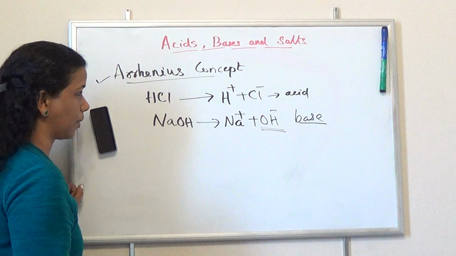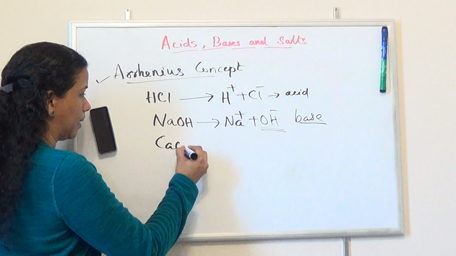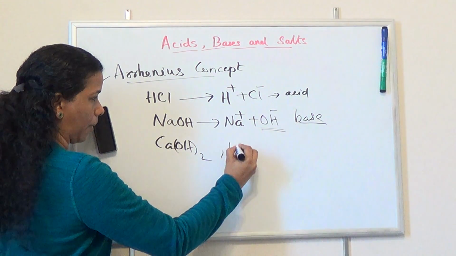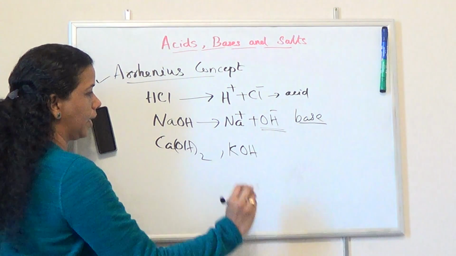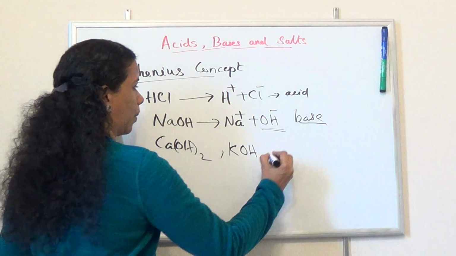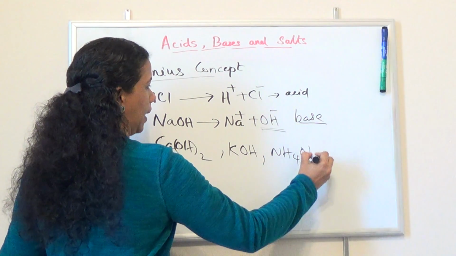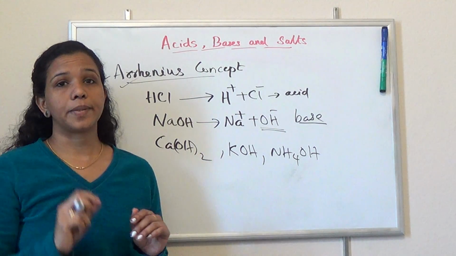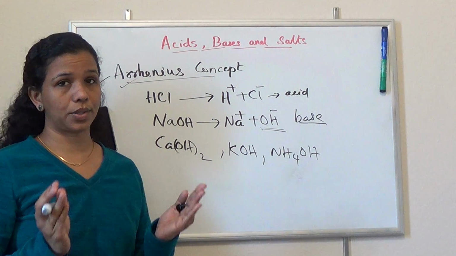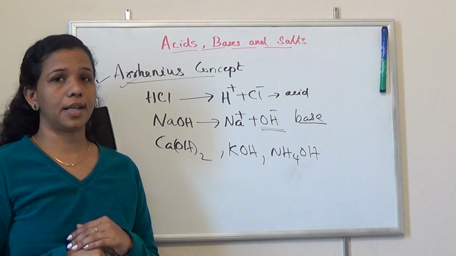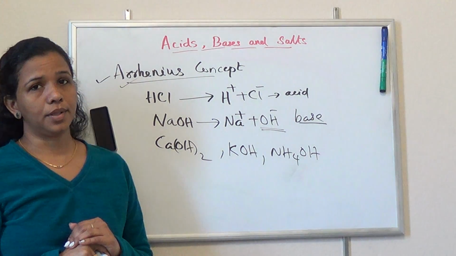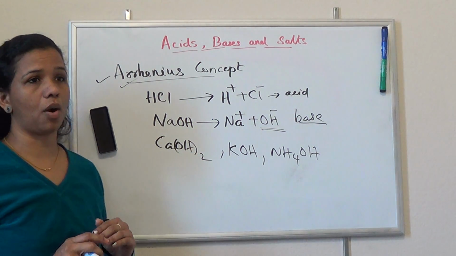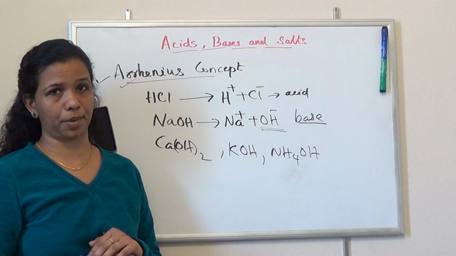OH minus ions on dissociation. Other examples are calcium hydroxide, that will give 2OH minus ions, then potassium hydroxide. All these are examples for bases according to Arrhenius. So according to Arrhenius, acids are substances that will give H plus ions on dissociation and bases are substances that will give OH minus ions on dissociation. But we know that it does not cover all the compounds which show acidic and basic properties.